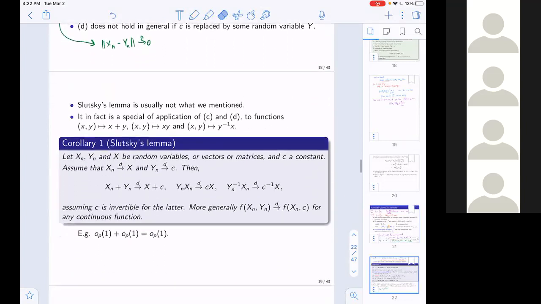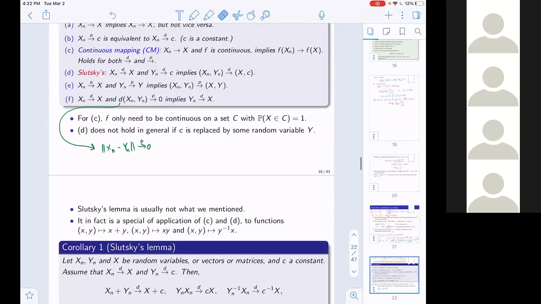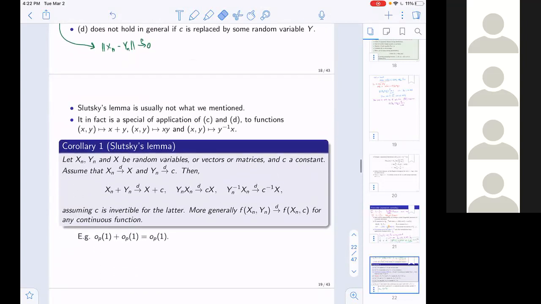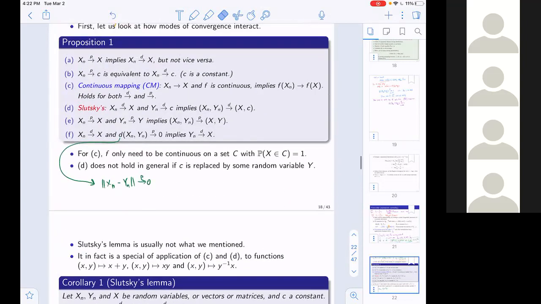Okay, so let's move on. Slutsky's lemma has a consequence, which is often what is called Slutsky's lemma. If I combine part D with part C, I can apply a continuous function on the limit, and I get that this is equal to f of x and c.